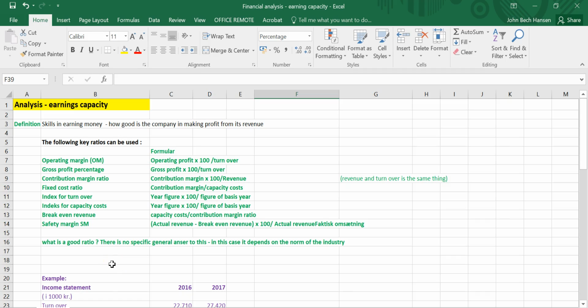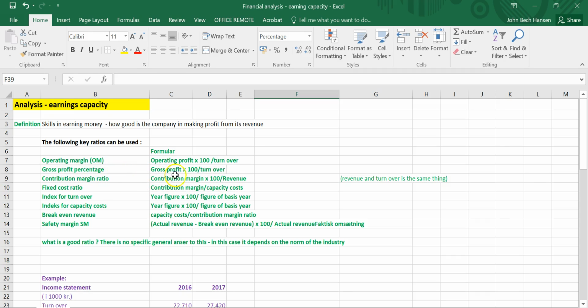Let's go to the analysis itself then. The first thing we would like to see is actually the operating margin, or the operating profit margin. And this is a key ratio which takes all the capacity costs and all the variable costs. So this is the major information: how much earning do we actually make in total in percentage of the turnover. Okay, and you see the formula here.